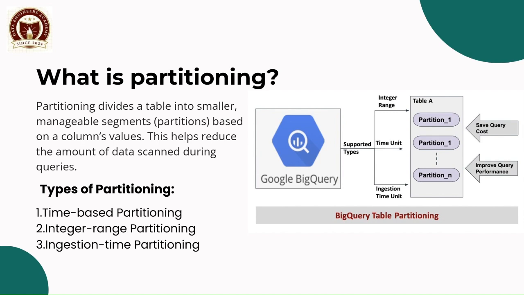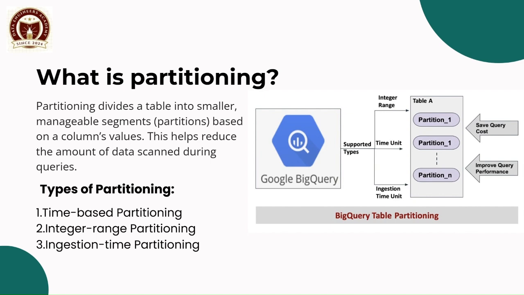Firstly, what is partitioning? Partitioning divides a table into smaller manageable segments called partitions based on a column's value. This helps reduce the amount of data scanned during queries. Types of partitioning: we have three different types of partitioning, like time-based partitioning, integer range partitioning and ingestion time partitioning.